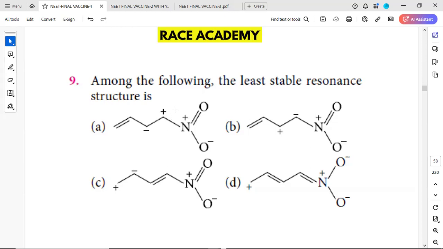So the first option is the right option. Option A is the right option for this question. So option A is the right one.